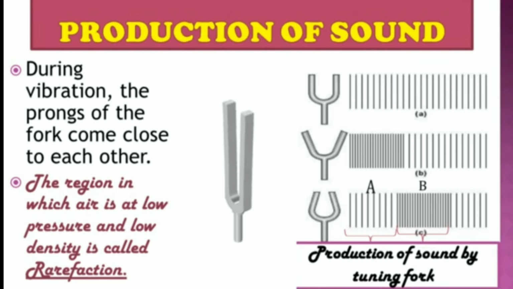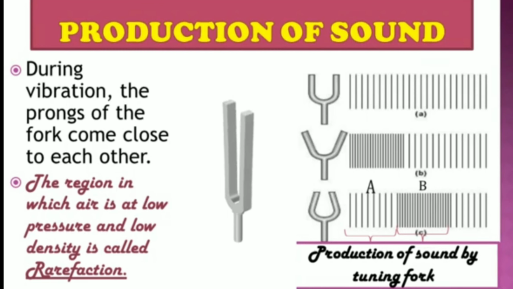In the next step of vibration, the prongs of the fork come close to each other as shown in figure 15.2c. In this case, the air molecules near the prongs get more space to move away from each other. As a result, the air pressure in this region, that is region A, decreases. Such a region in which air is at low pressure and low density is called rarefaction.